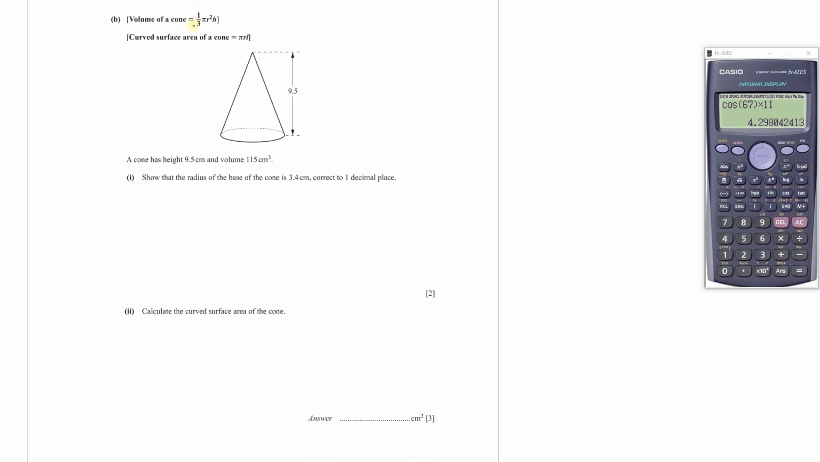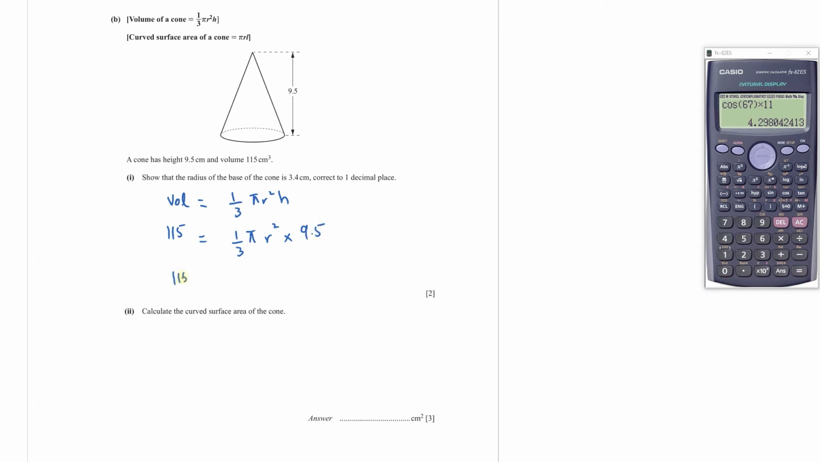Part B: the volume of a cone is given and the curved surface area is pi RL. A cone has height 9.5 centimeters and volume 115 centimeter cube. Show that the radius is 3.4 centimeters. So you can use the formula for the volume. Volume is given as 1 by 3 pi r square h. So 115 equals 1 by 3 into pi into r square. R is the unknown. We have to show the value of R is this. And the height is 9.5.